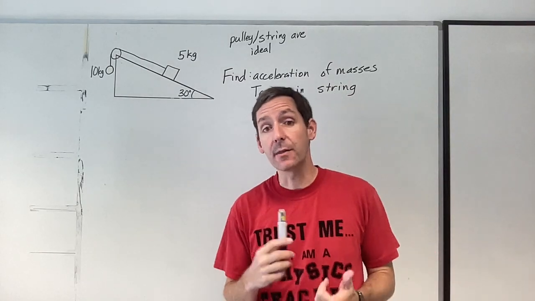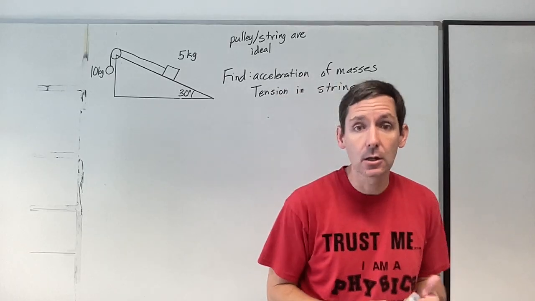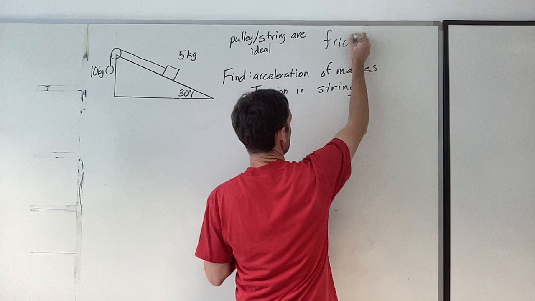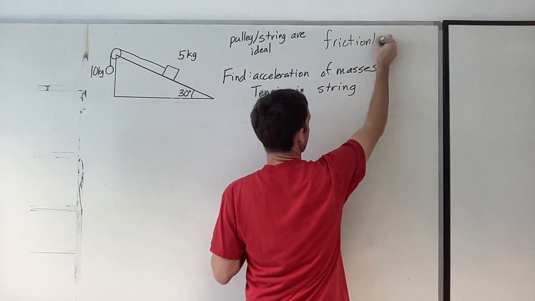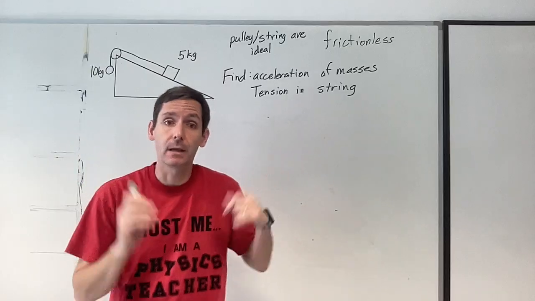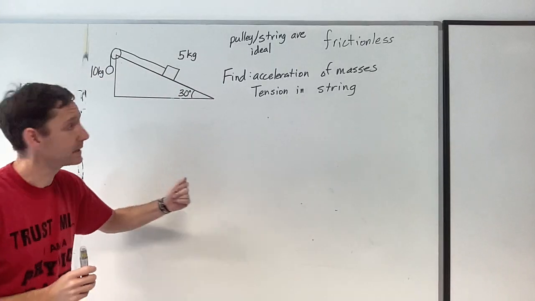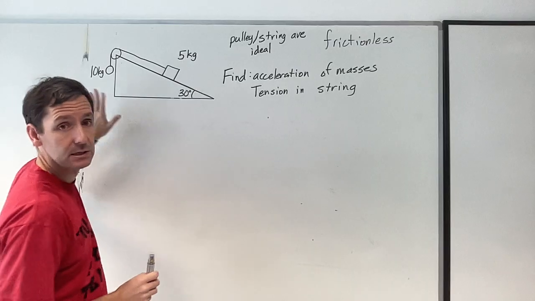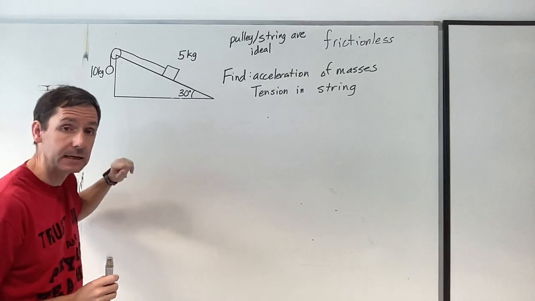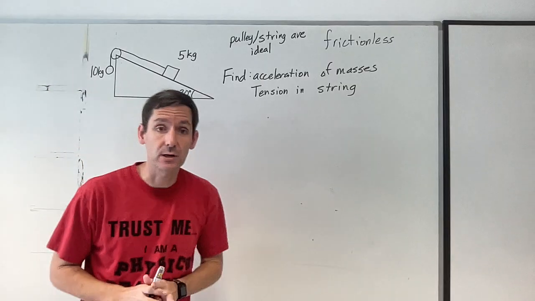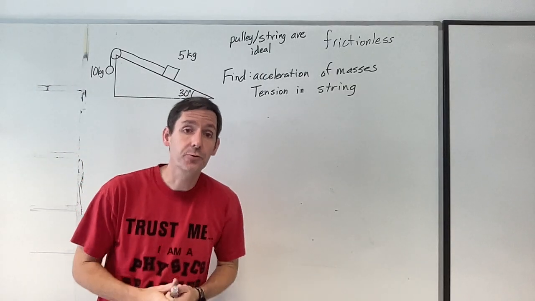We are going to say that the pulley and string are ideal. We are going to say that the surface is frictionless. Okay? Other than that, I think all the information we need is here. It tells us that the block on the ramp, on the frictionless ramp, is 5 kilograms. We know that the ball that's hanging is 10 kilograms. And then we've got our angle of the ramp, which is 30 degrees. All right? So let's go ahead and go through this.